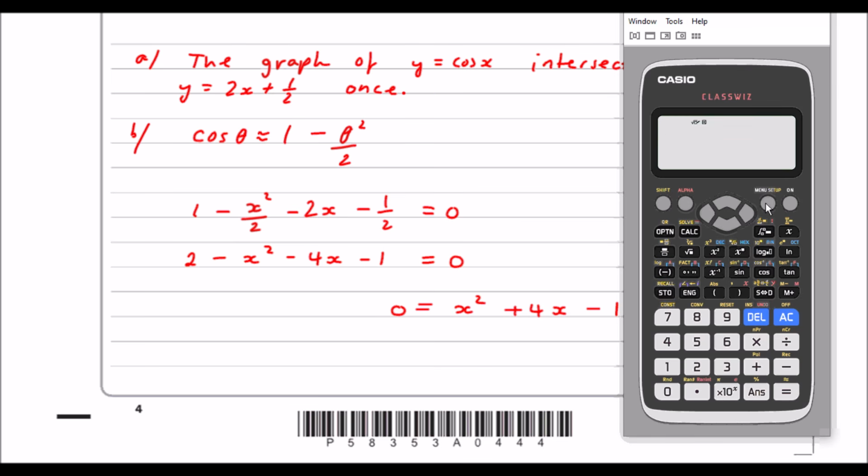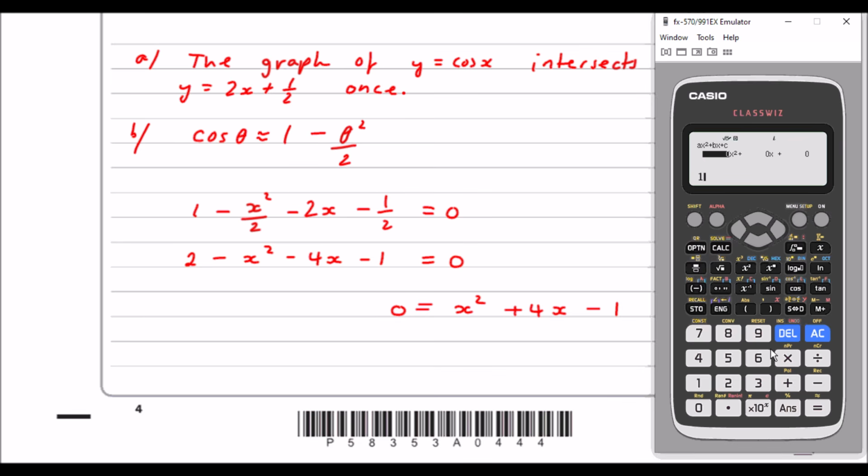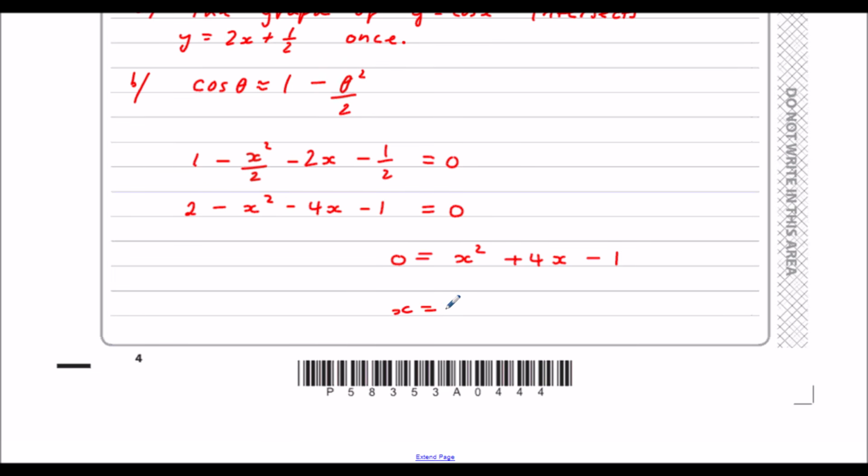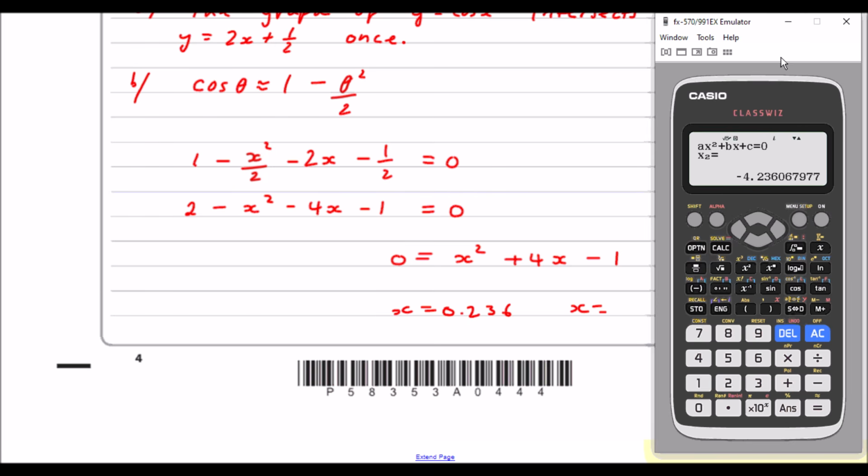So let's use our calculator. Menu, equation or function. A polynomial, degree 2, it's a quadratic. So we've got 1x squared plus 4x minus 1. So what are the solutions? We've got 0.236 and we've got minus 4.236. So I suppose we could write them both down. Let's write them both down. So it's 0.236 or we've got minus 4.236.